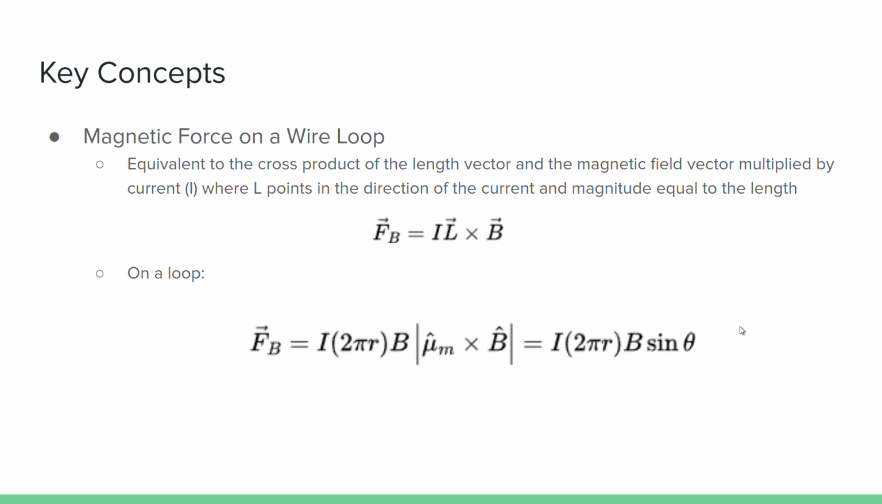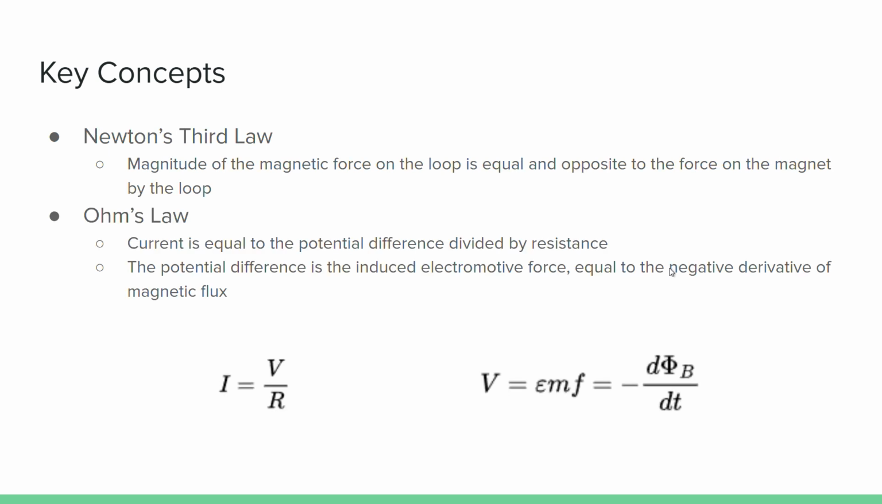Another key concept is the magnetic force on a wire loop, which is equivalent to the cross product of the length vector and the magnetic field vector multiplied by the current I, where L points in the direction of the current and its magnitude is equal to the length. On a loop, the magnetic force on the wire loop is equivalent to the equation below. Another key concept was Newton's third law, which is important because the magnitude of the magnetic force on the loop is equal and opposite to the force on the magnet by the loop.